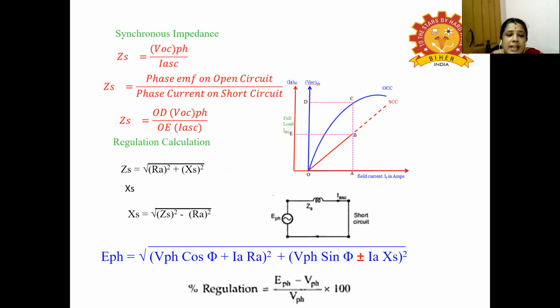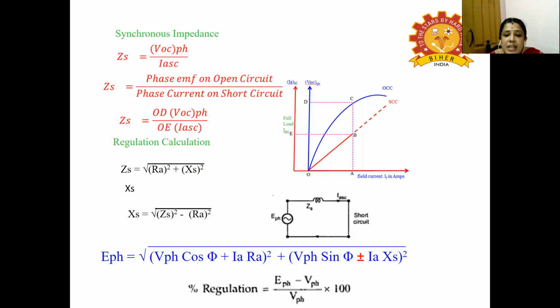So for the regulation, ZS is equal to the square root of RA plus XS the whole square. XS is equal to the square root of ZS minus RA the whole square. RA can be found from this circuit. So EPH is equal to the square root of VPH cos phi plus IA RA the whole square plus VPH sin phi plus or minus IA into XS the whole square.